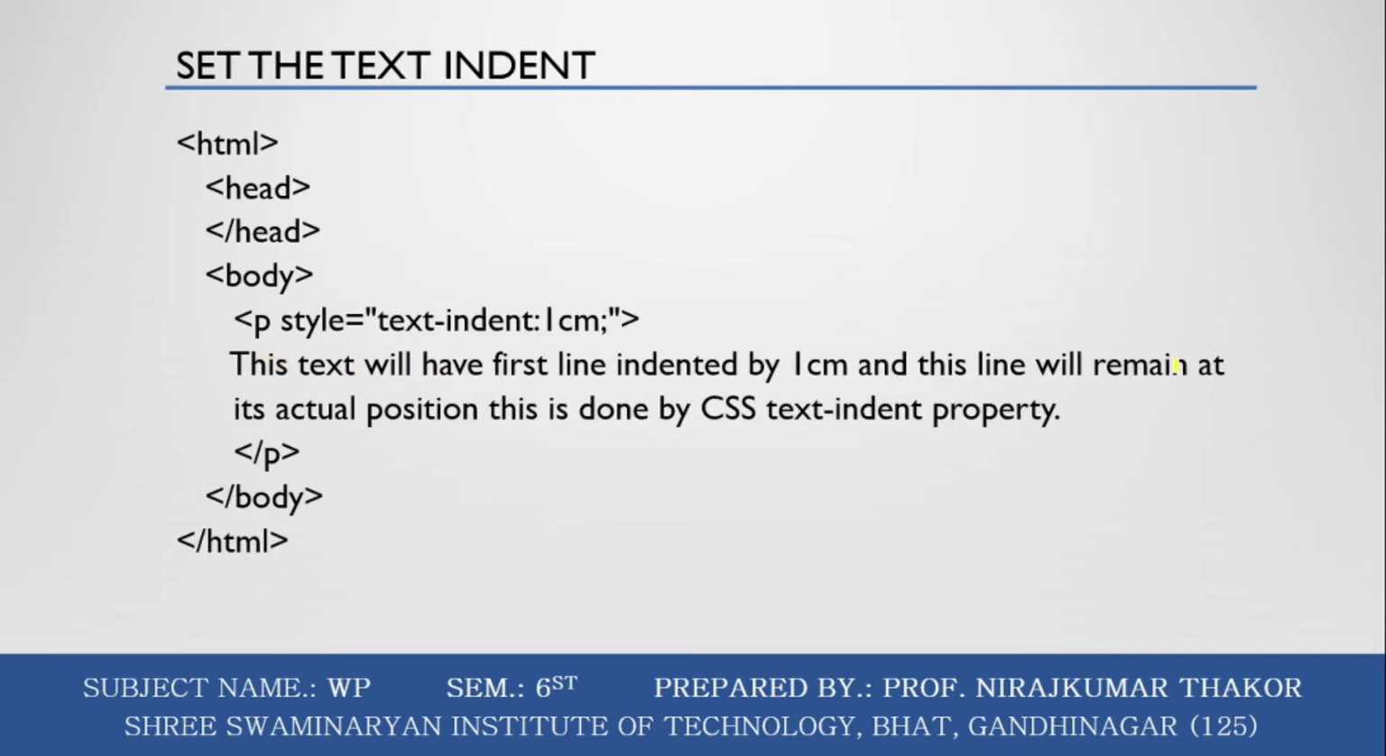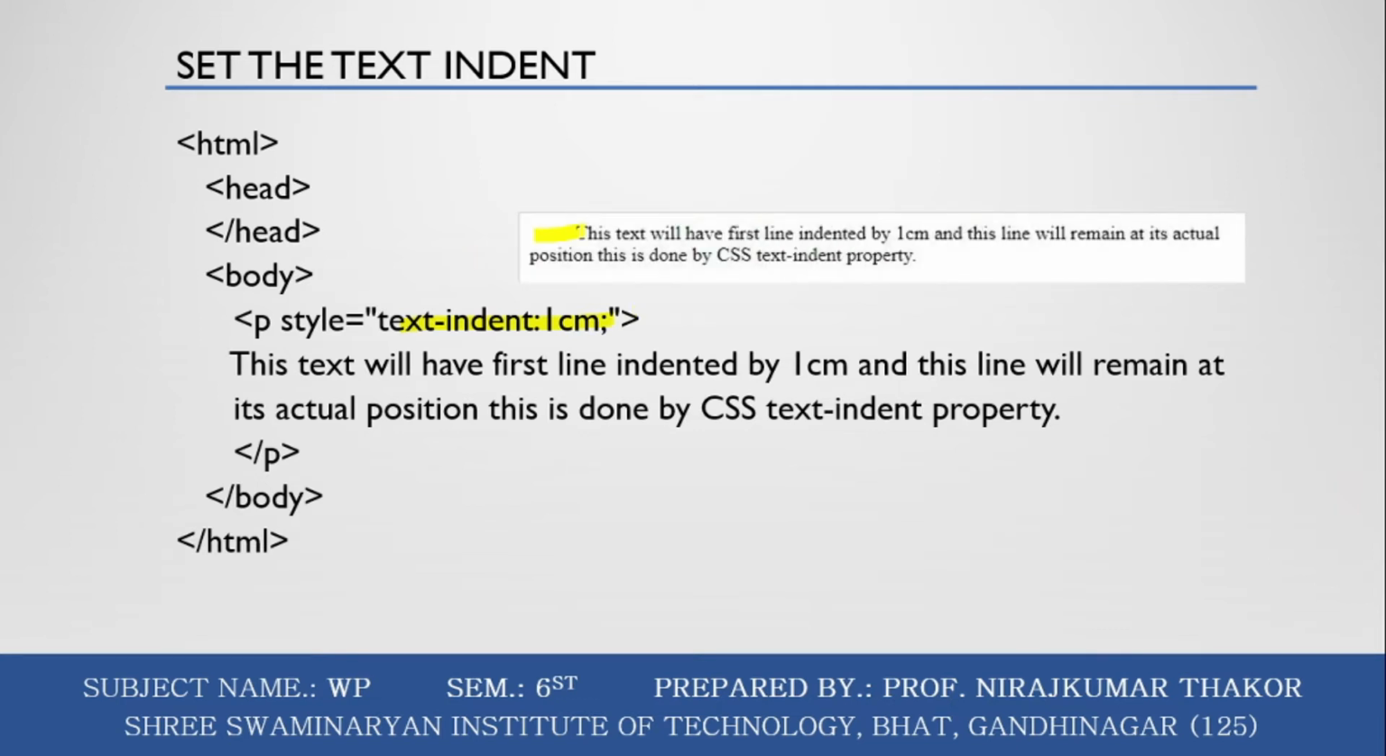Now the text indent, 1 centimeter. Suppose we have to set the indent of a paragraph, then we write the text-indent property, 1 centimeter. The possible values are a percentage or a number specifying the indent space. Suppose we want to write 10%, 20%, 5%, then we have to write it like that.